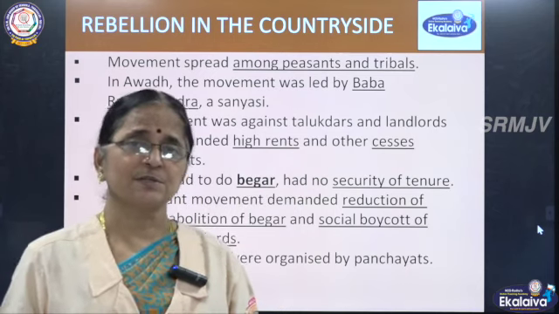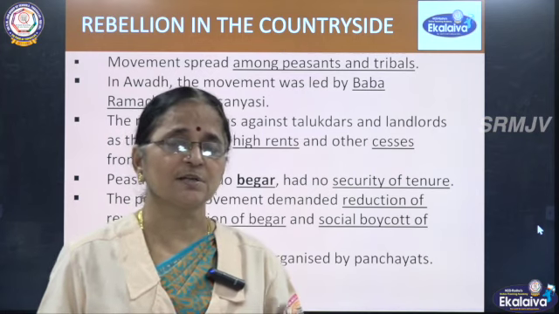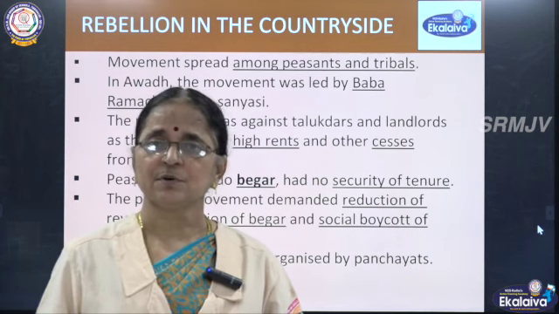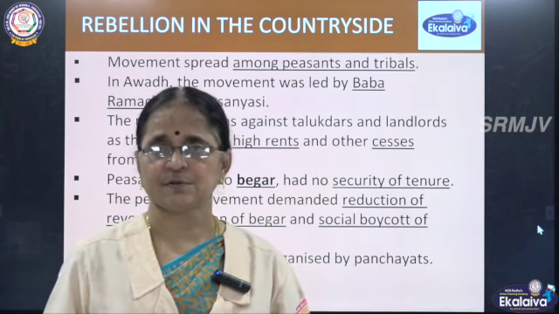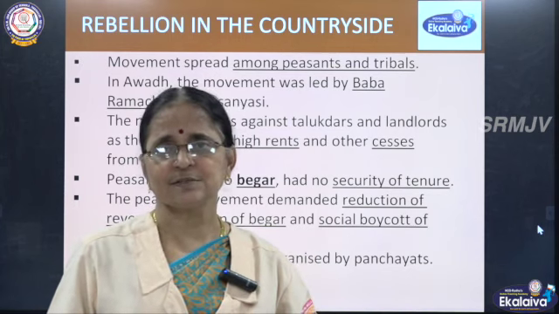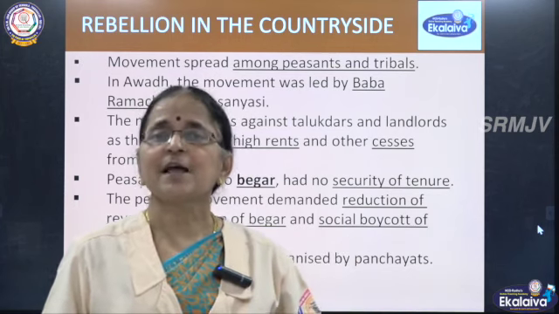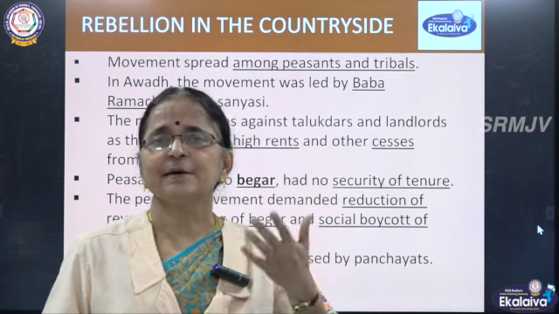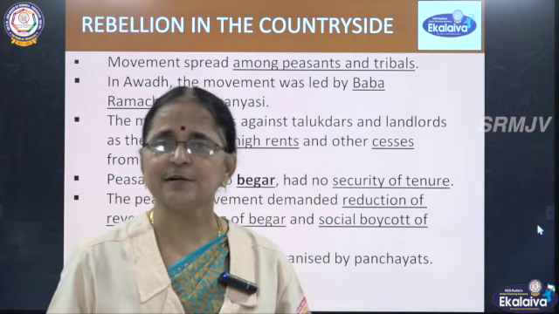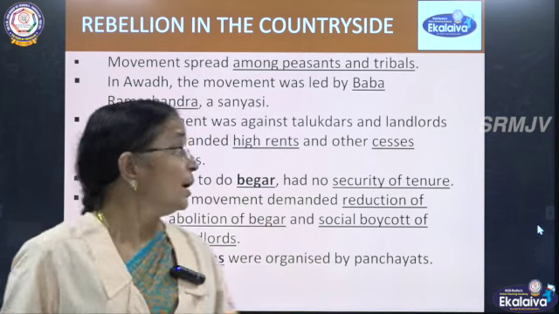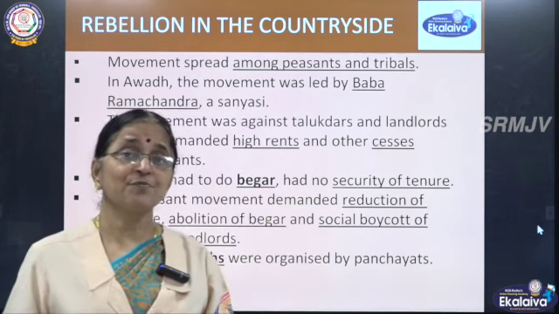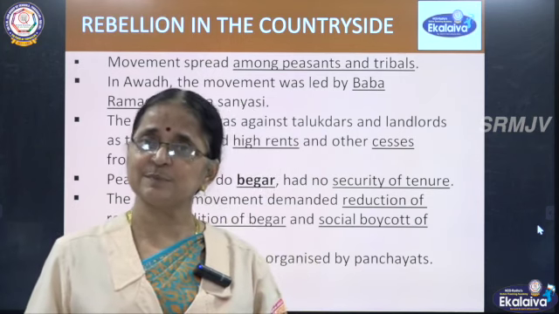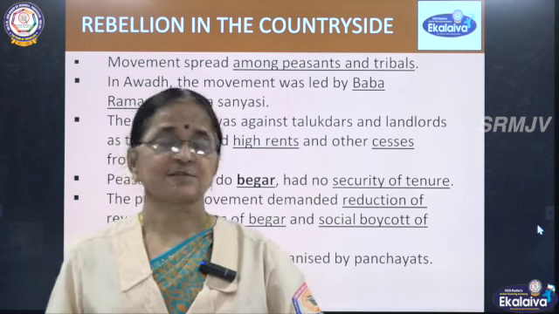The anger of the peasants was on the talukdars and landlords because they were demanding a high rent for the leased land. Peasants had taken the land on lease from the talukdars and landlords. For that they had to pay rent, and the rent was exorbitantly high. They were asking for a reduction, but the talukdars and landlords did not accept it. On top of the rent, they had to pay other cesses. Cesses means additional taxes on top of the base tax.